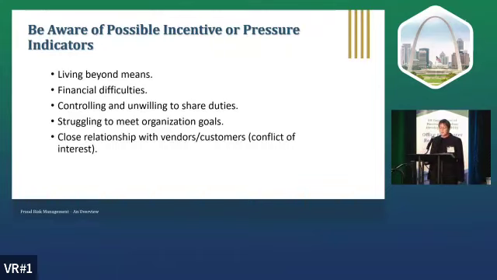Beware of possible incentive or pressure indicators. Let me start with the first one, and I'll tell a story and we'll chat for a minute. Living beyond your means. Most people think that should be obvious. You can tell when somebody's living beyond their means. Well, let me set up the scenario. Small town, what would be called a UGLUG, unit of local government. The employee makes $80,000 a year.